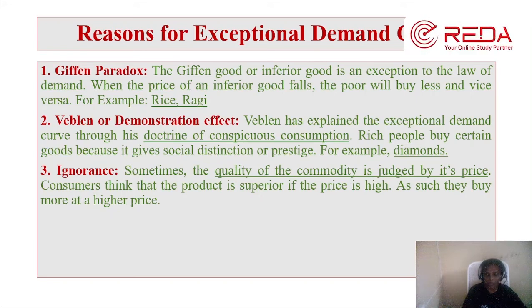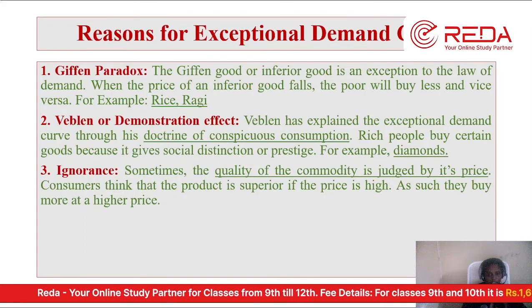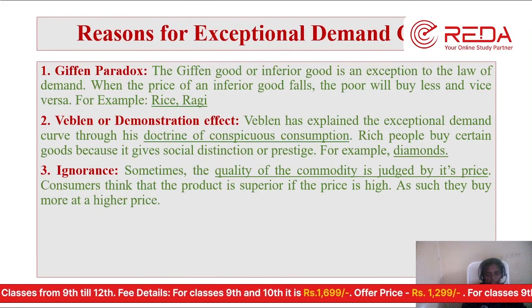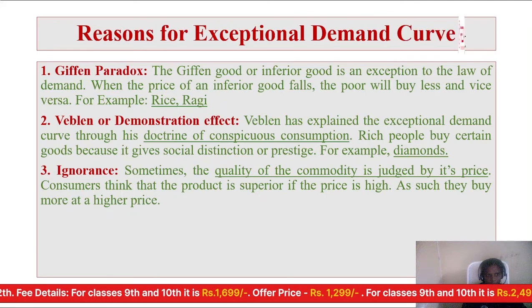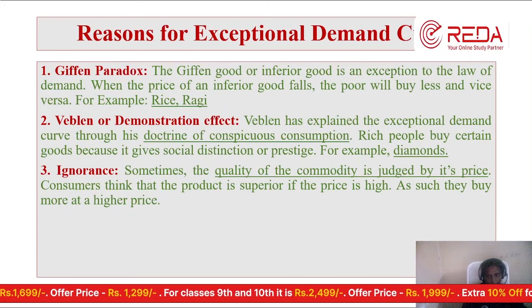Then ignorance. Sometimes what happens is that the quality of the commodity is judged by its price. Some people think that if the price of the commodity is very high, the quality will be very high. Sometimes it is very correct also, but Marshall says that it is because of their ignorance. Thinking in that way, they demand the commodity, as they like to have a qualitative commodity. Of course it is applicable in the current situation, but according to Marshall, ignorance also plays a very important role as a reason for the exceptional demand curve. So these are all the reasons for the exceptional demand curve.